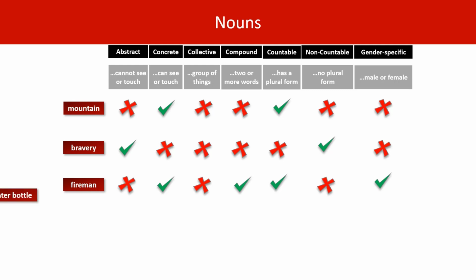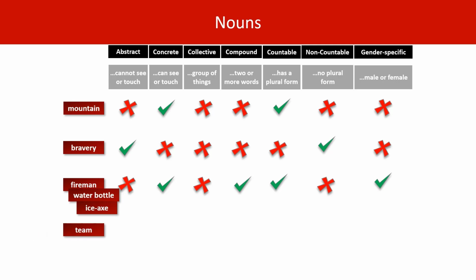So here's another example of a compound noun, water bottle. That's made up of two words. Notice this time it's two separate words. And this, ice axe, this time it's two separate words, but they're hyphenated. So fireman is called a closed compound noun. Water bottle is called an open compound noun, and ice axe is called a hyphenated compound noun.